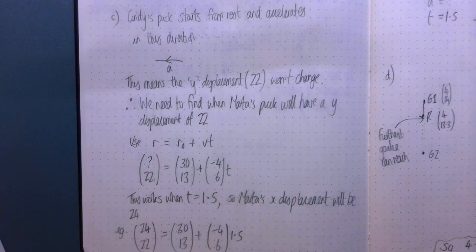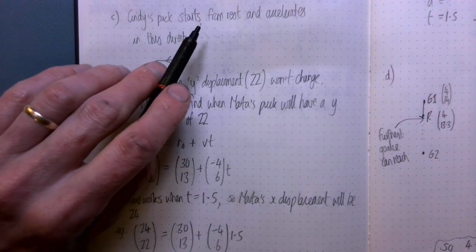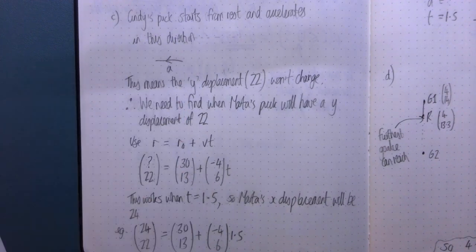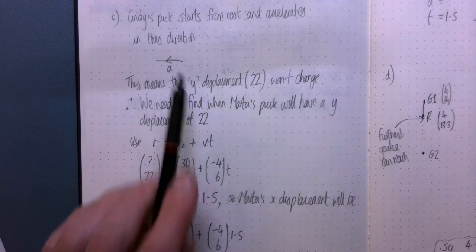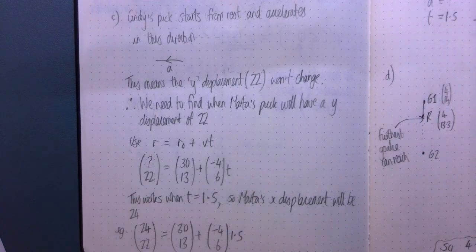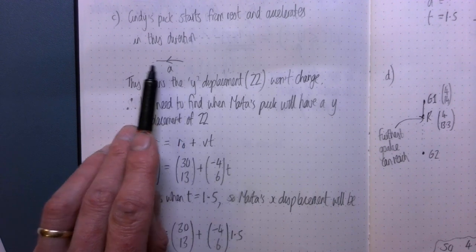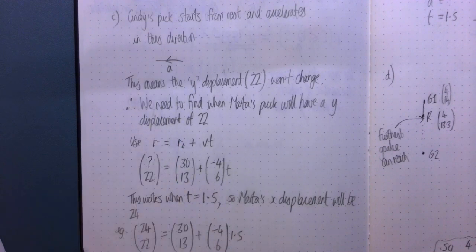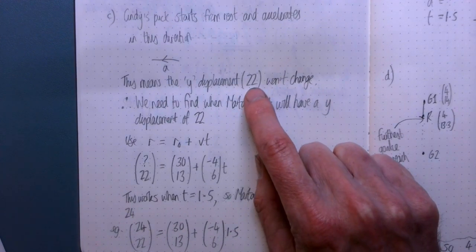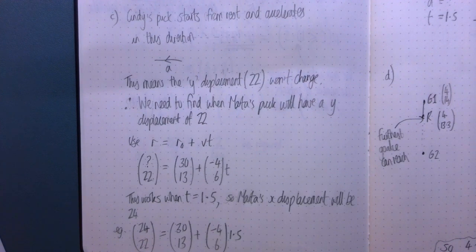Okay, coming to part C, I was wrong here, wasn't I? It's Cindy herself, not Cindy's puck. Cindy is skating towards the puck and she intercepts the puck. We're told that her movement is from a starting position of (34, 22) and her acceleration is minus a i, which means she's accelerating in the negative x direction. No y direction change at all. Her initial position was (34, 22), so that means her y position will stay at 22.